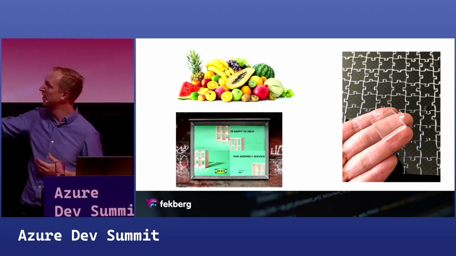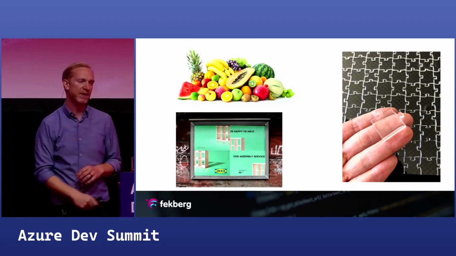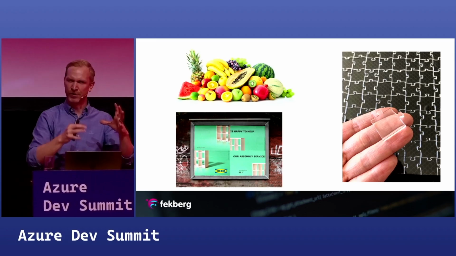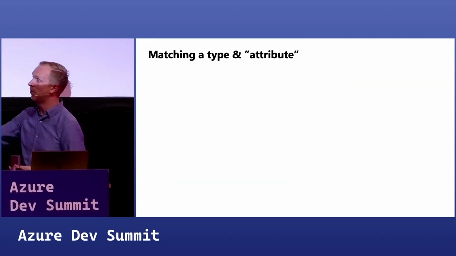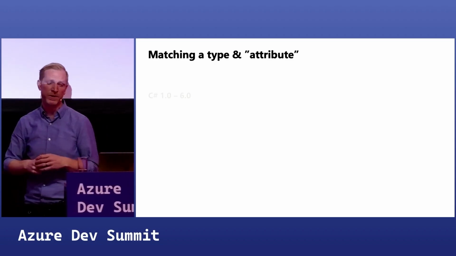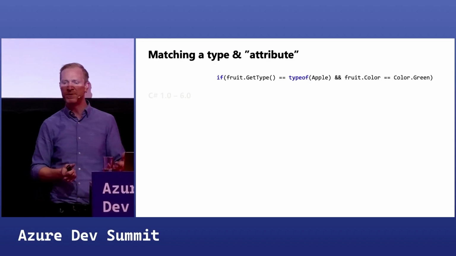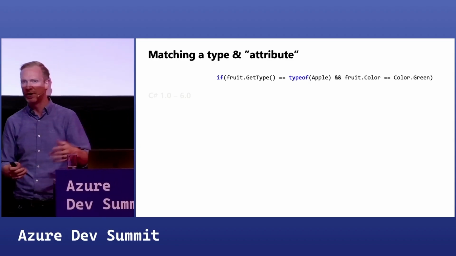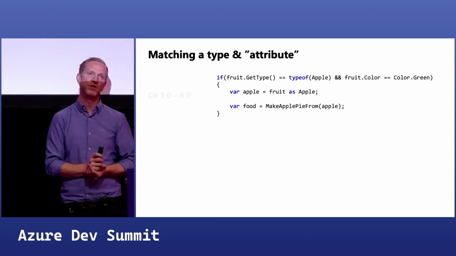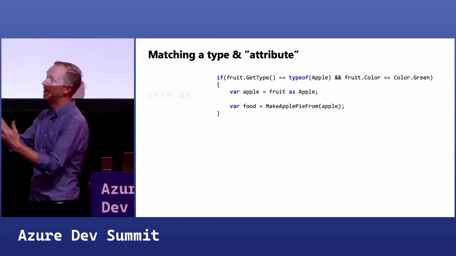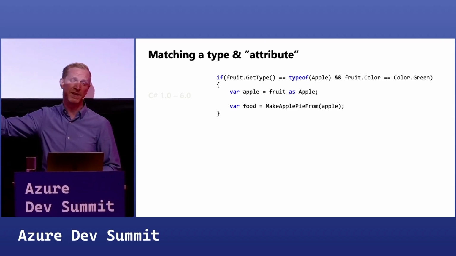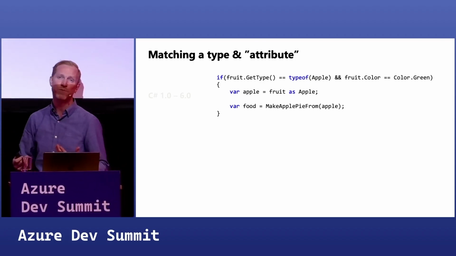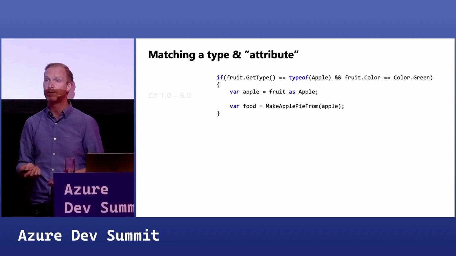Is it edible? How do I lay something out, or is this looking in a certain way or not? We've always been able to do this. Using code like in C# 1 through 6, we could say, give me the type of the object, compare that to the type I'm looking for. I then have to typecast this into the correct type before I pass that into a method. Super simple. I sometimes write code like this still, and it works. There's nothing wrong with it, but there are better ways to express ourselves.